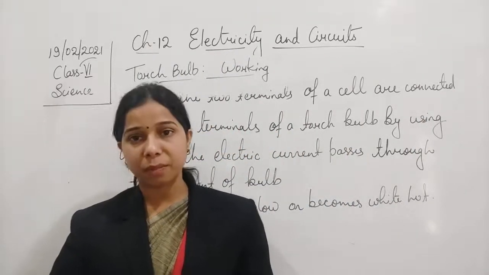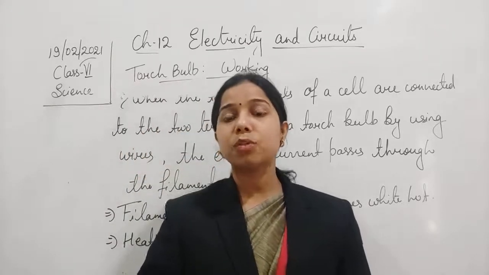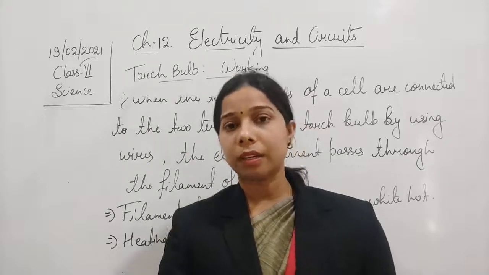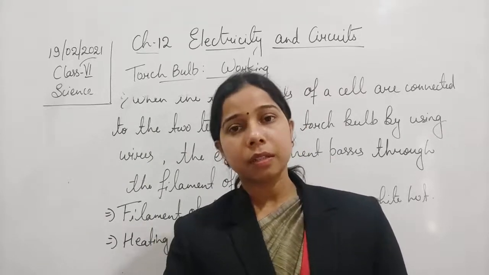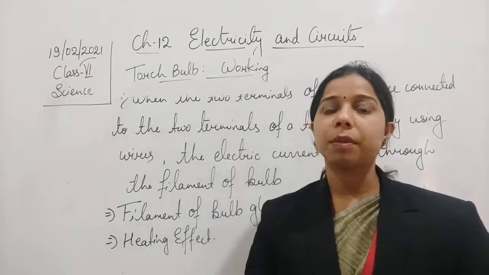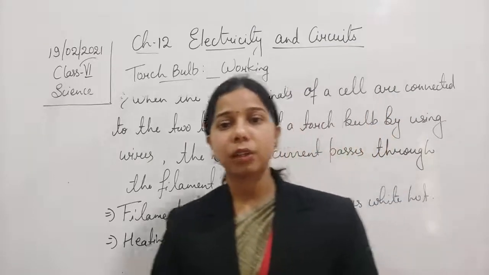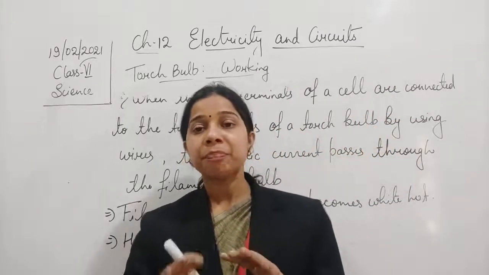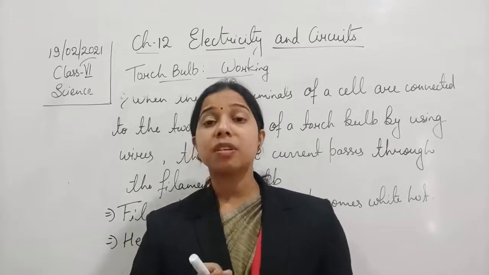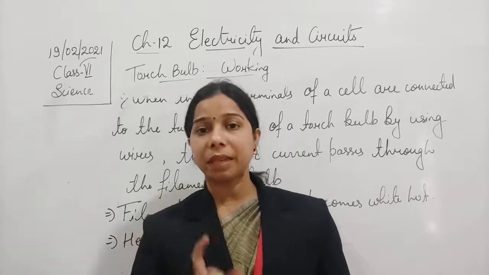In the previous class in this chapter, electricity and circuits, we were talking about the electric bulb, specifically the torch bulb. A torch bulb basically consists of a glass bulb which is covered with a metal case. So a glass bulb is there and a metal case is there.